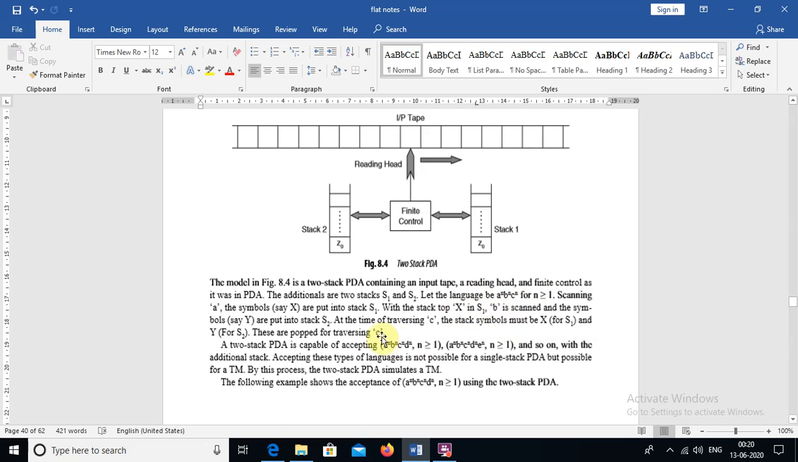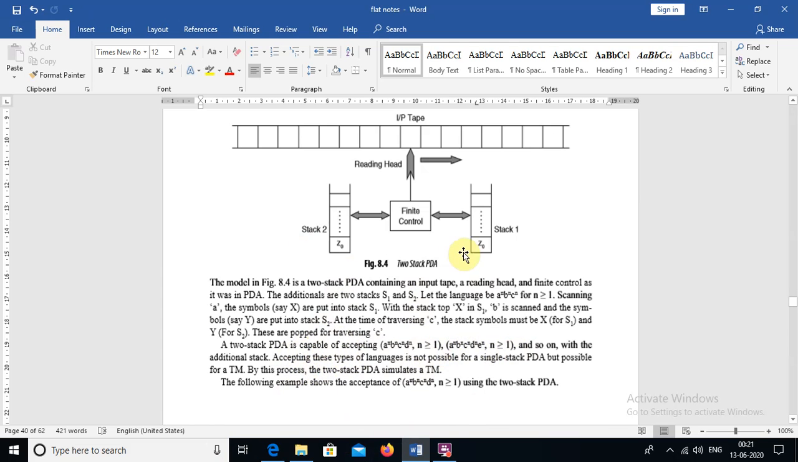Okay, so like this you can utilize the two stacks for traversing these kinds of languages which are not possible with the single stack PDA. Okay, so a two stack PDA can also accept these kinds of languages like A power n, B power n, C power n, D power n, and (A, B, C, D) power n. Okay, so all these kinds of languages are actually accepted by the two stack PDA only, not a single stack PDA.